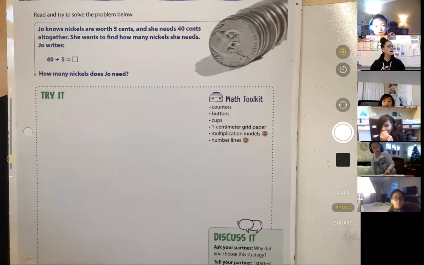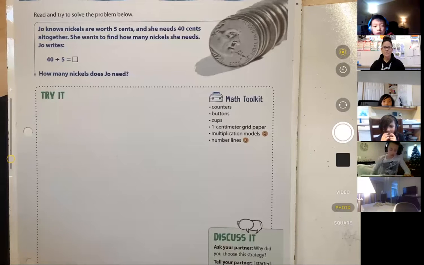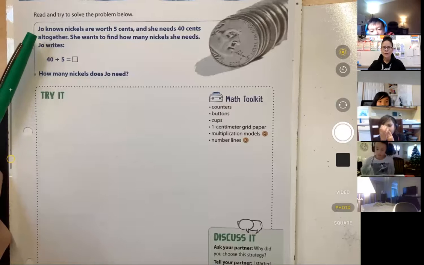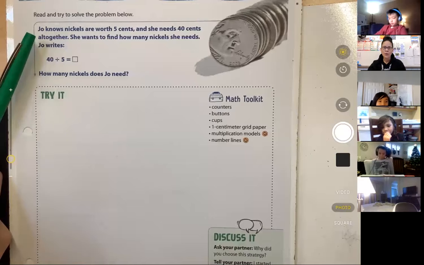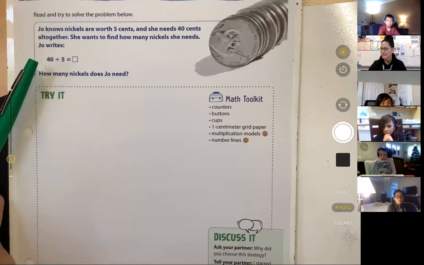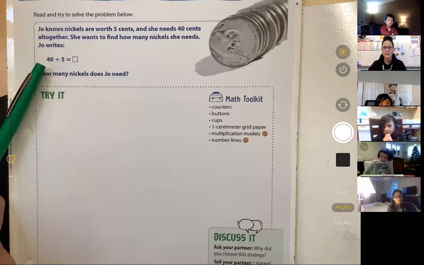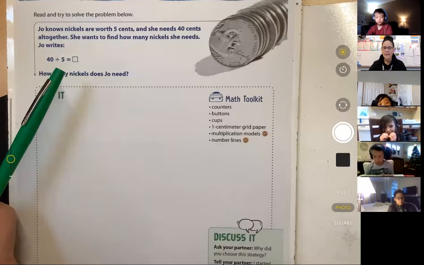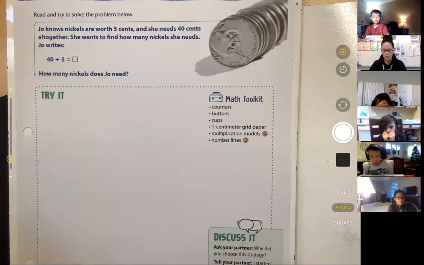All right, friends. So on page 255, we're going to talk a little bit about Jo and her nickels. So here we go. Jo knows nickels are worth 5 cents, and she needs 40 cents altogether. She wants to find out how many nickels she needs. So Jo writes this division sentence. 40 divided by 5 equals, and again, that square is the unknown. How many nickels does Jo need?